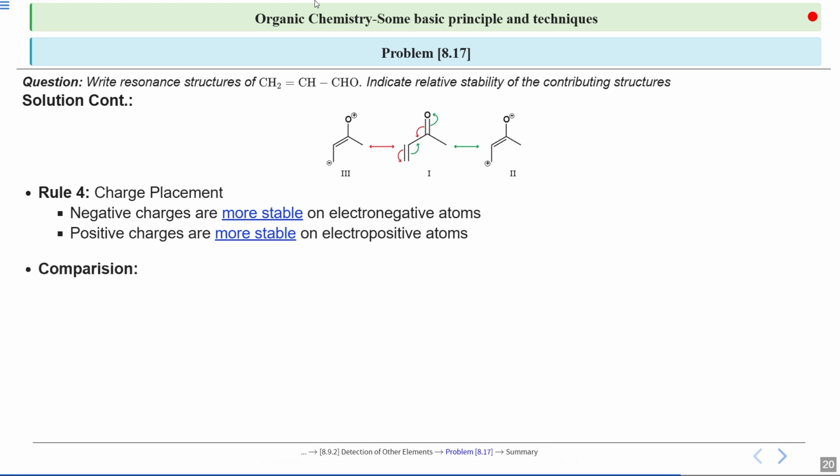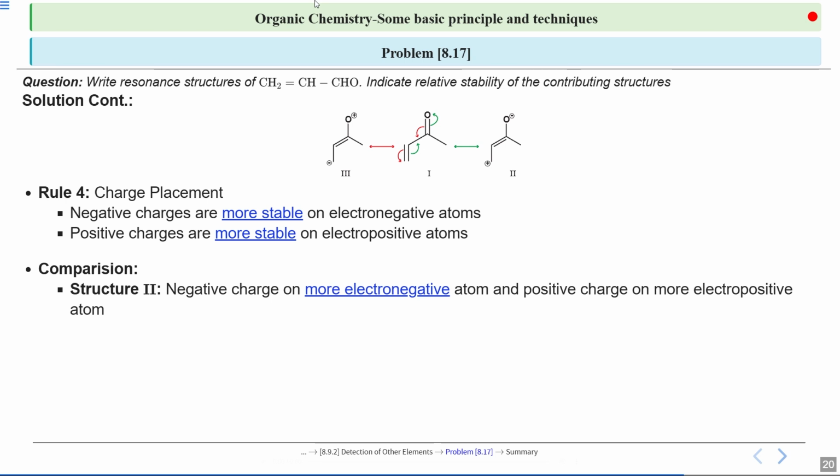Let us compare the resonating structures. We will evaluate them on the basis of the charge and the overall stability they provide to the molecule. In structure number 2, we see that the negative charge is on a more electronegative atom and the positive charge is on a more electropositive atom. Oxygen is carrying the negative charge and carbon is carrying the positive charge. This arrangement is favorable and contributes to the stability of the molecule.